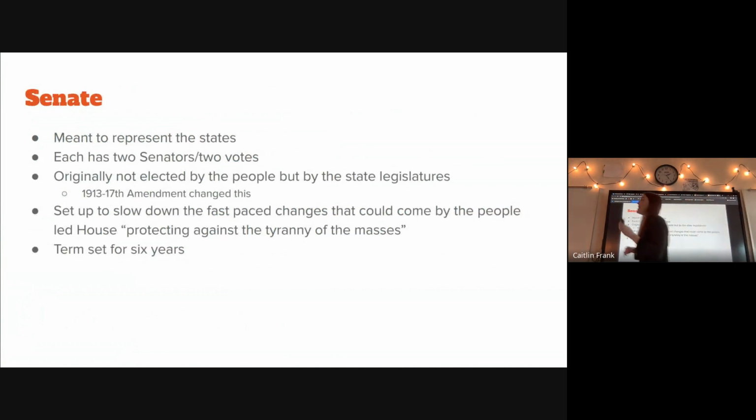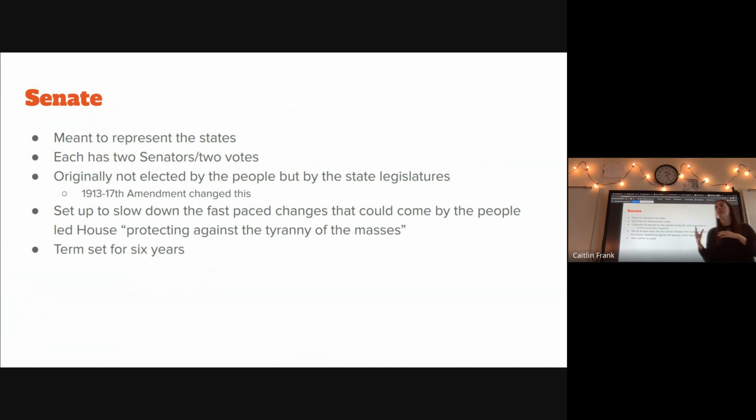In the Senate, this is supposed to be a more civil, a more mature group that is able to stay in their position for longer, so they're not as closely tied to their constituents as the House of Representatives. They're elected every 6 years. They have to be older.